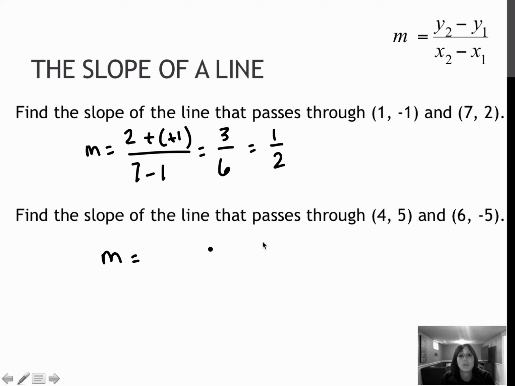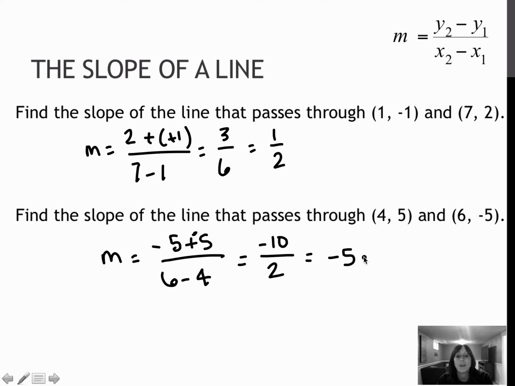On the bottom, the slope is y2 minus y1 over x2 minus x1. Again, on the top, I'm going to keep flip change. Negative 5 plus negative 5 is negative 10. 6 minus 4 is 2, so my slope is negative 5, or negative 5 over 1.